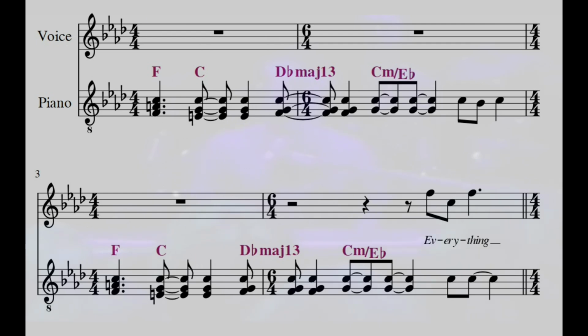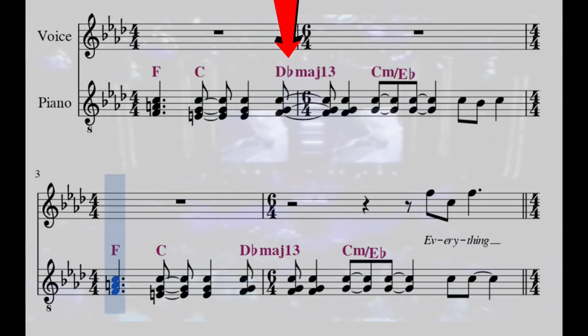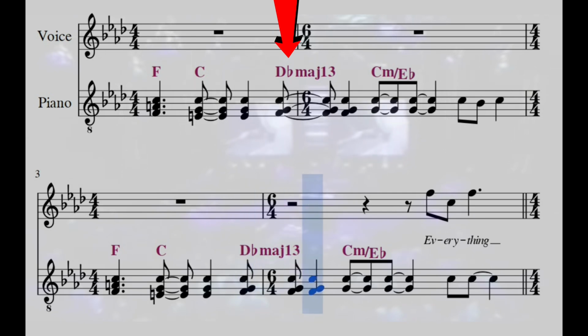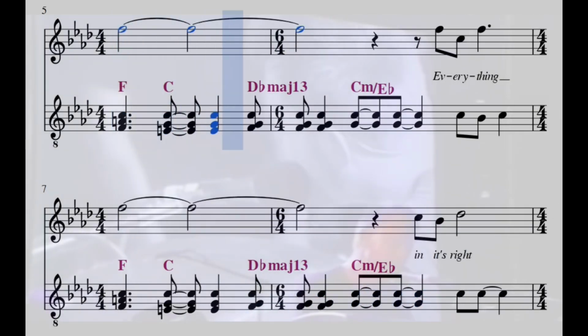So the pattern begins on an F major and then moves to a C major. At this point we feel fairly solidly in F major with a 1 chord and then a 5 chord. But then we get a lovely chromatic shift with this D flat major 13 chord. This chord is borrowed from the parallel minor key, otherwise known as Aeolian. And the next chord, the C minor / E flat, is also Aeolian. So basically the first half of the progression is in major and the second half is in minor or Aeolian.